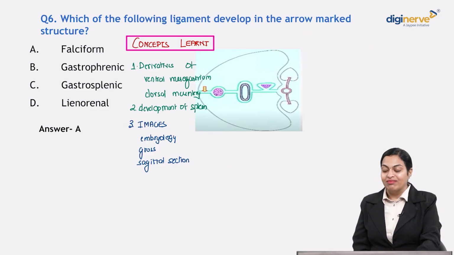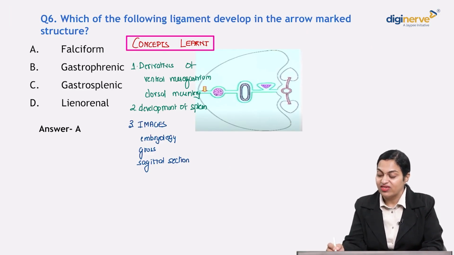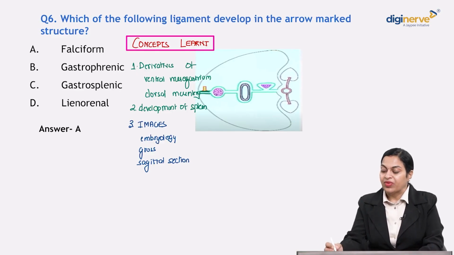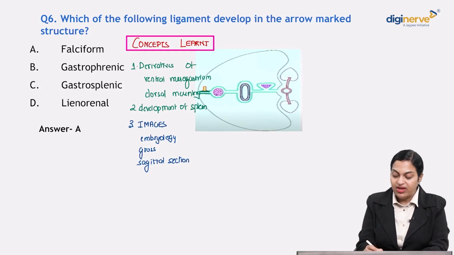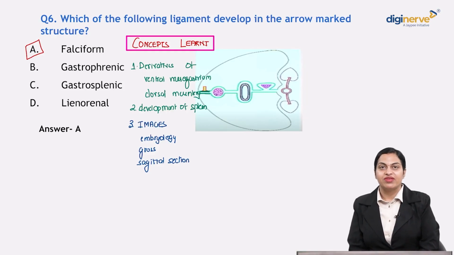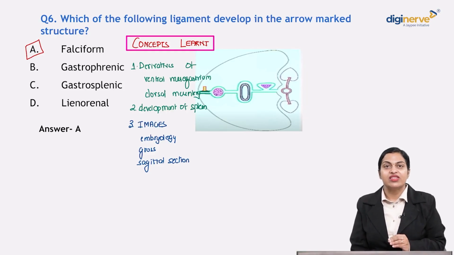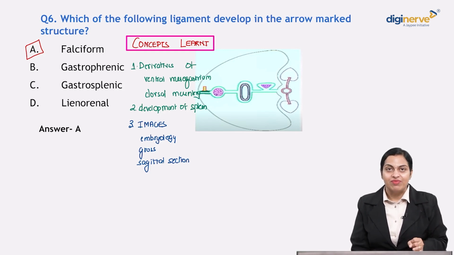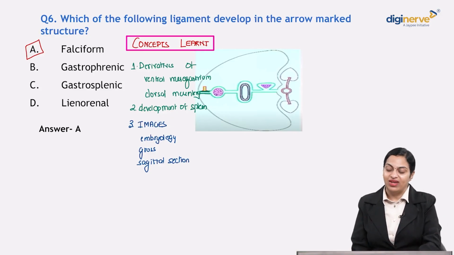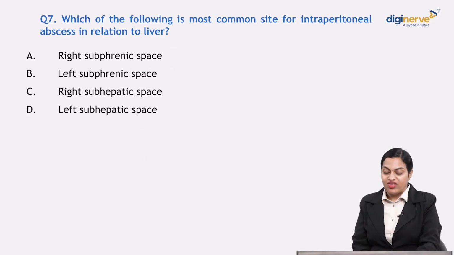Which of the following ligaments developed in the aromatic structure? Yes, the one pointed out is the ventral mesentery. Among the options given, the falciform ligament is derived from the ventral mesentery. So in this question, we have discussed the derivatives of the ventral mesogastrium and dorsal mesentery. We have looked into the embryology image as well as the gross anatomy image plus the sagittal section, right? And also we have learned the development of the spleen. Let us move on to the next question.